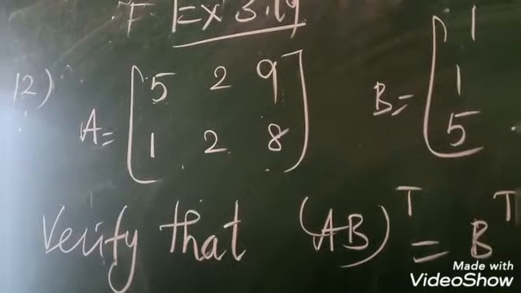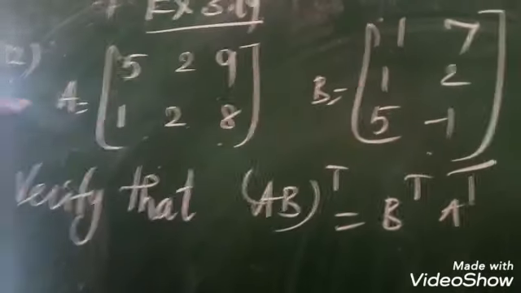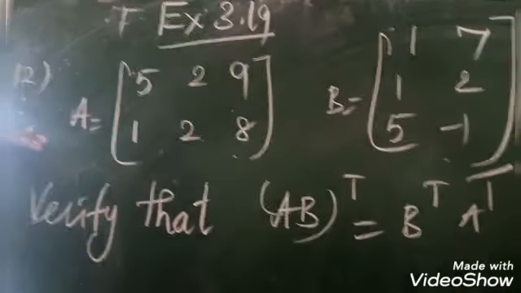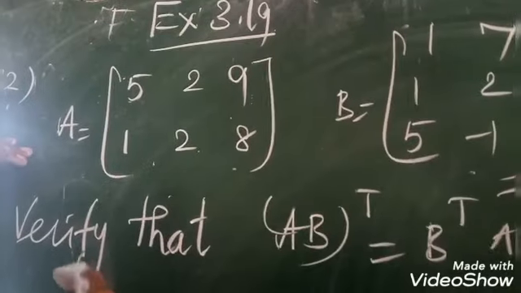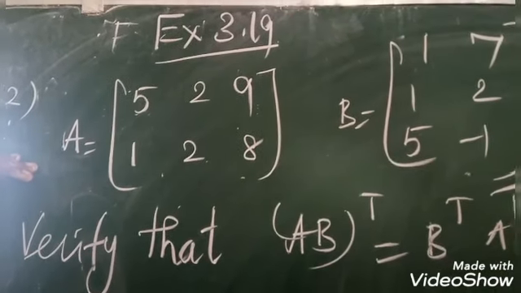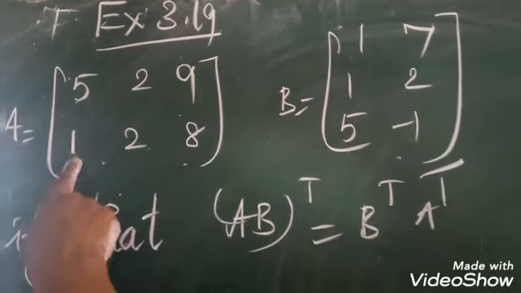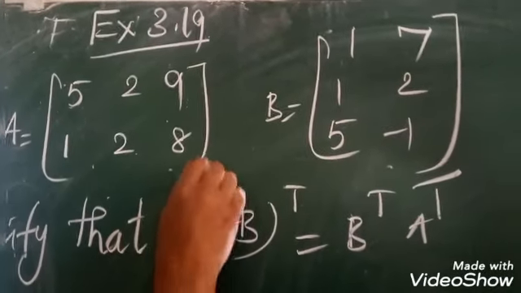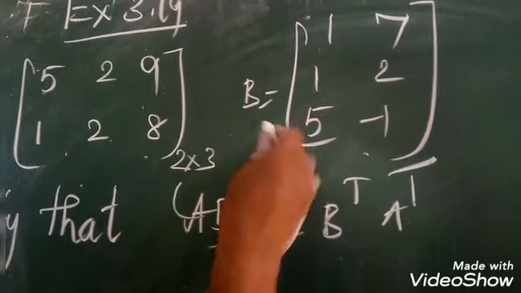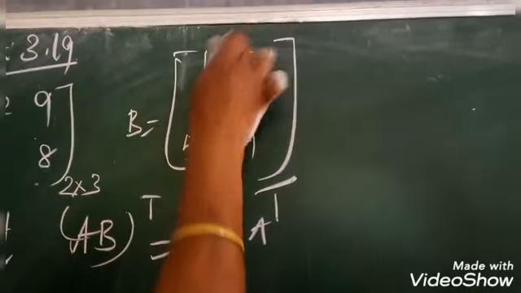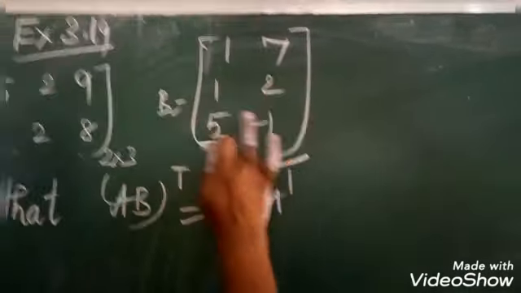In exercise 12, girls, all the sums are 5 mark questions. You have to watch carefully and do it carefully. Matrix A is given: 5, 2, 9, 1, 2, 8. This is the order of the matrix, 2 cross 3. Here matrix B is given: 1, 7, 1, 2, 5, minus 1. Here a 3 cross 2 matrix is given.